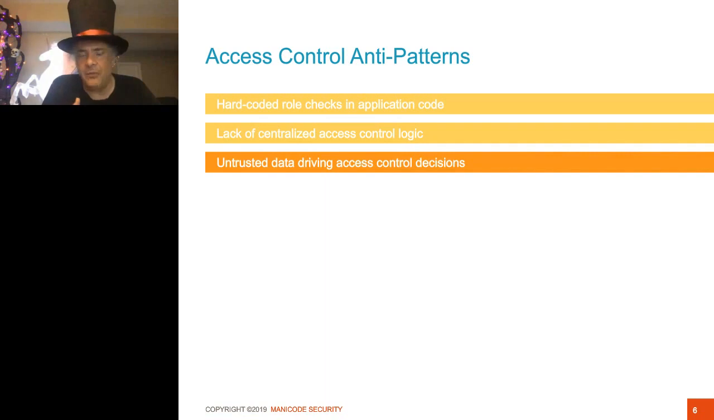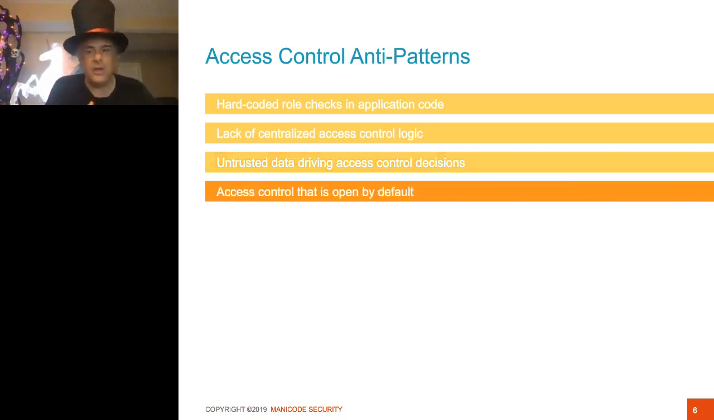I'm also worried about the wrong data driving access control decisions, like untrusted data that an attacker could taint in some way. We should be cautious around what kind of access control decisions tainted data could drive. Also, I'm worried about access control that's open by default. And what I mean by open by default is if something goes wrong in the software in some way, that access is granted. When there's a failure in your access control logic, we want to deny right away, of course.